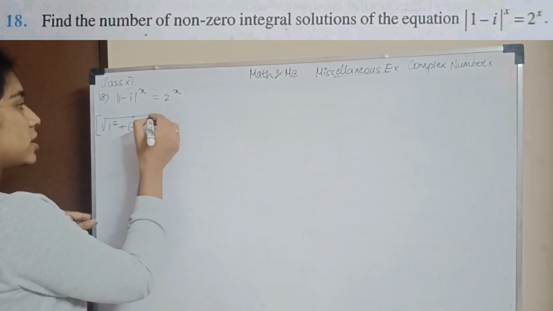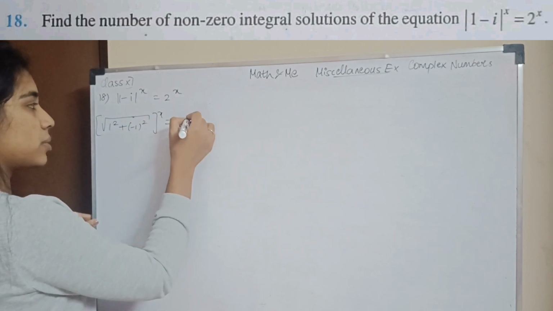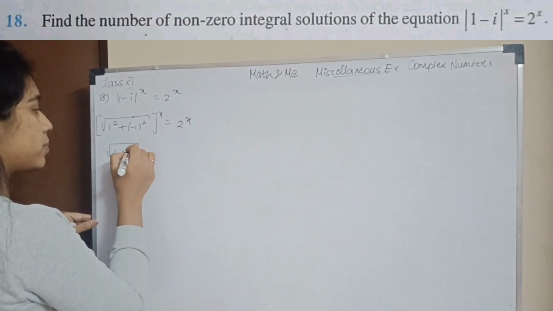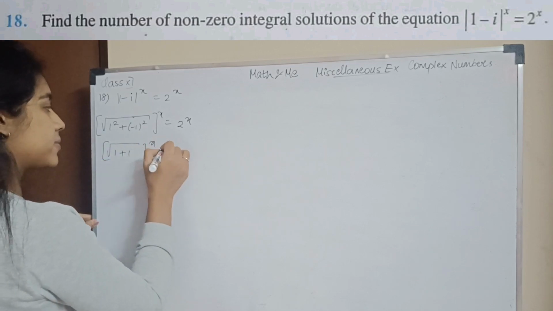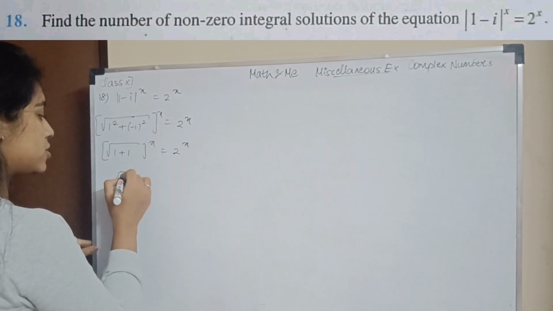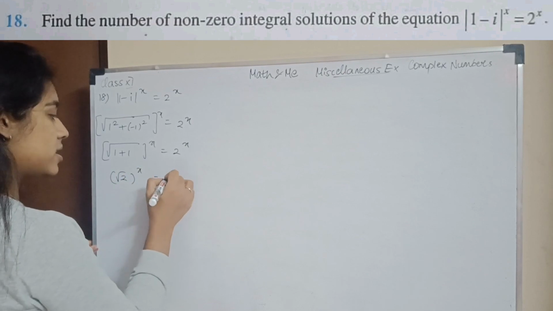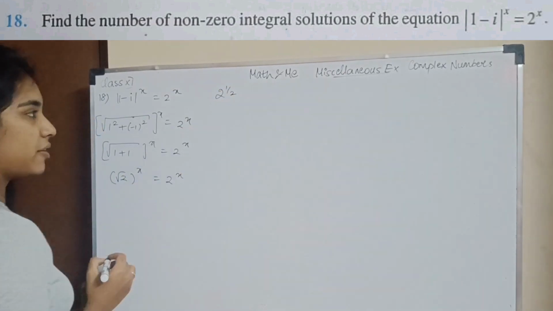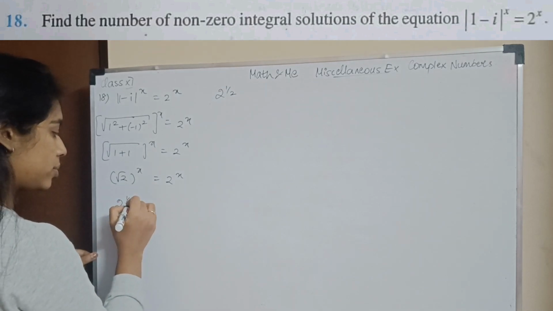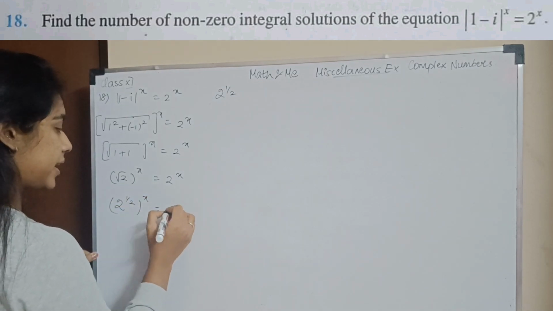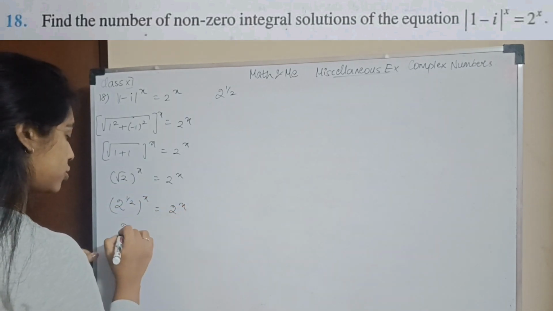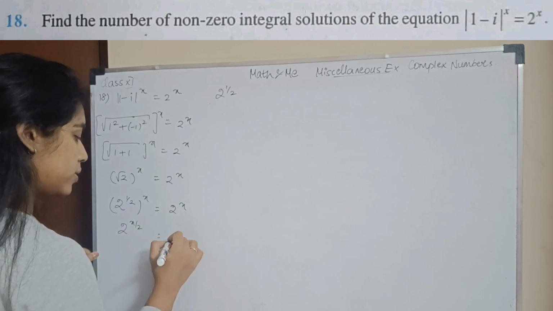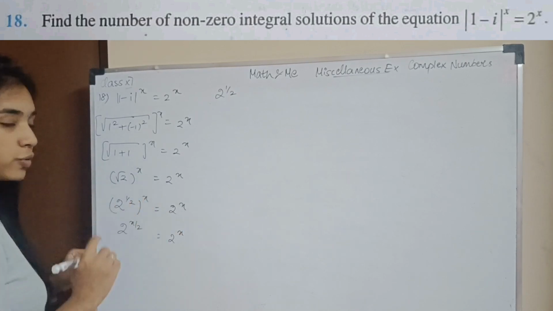So this is 2 to the power x. So I have √2 to the power x equals 2 to the power x. How can we write root 2? We can write it as 2 to the power half. So I have (2^(1/2))^x equals 2^x. So 2 to the power x by 2 equals 2 to the power x. We can multiply x and 1 by 2.